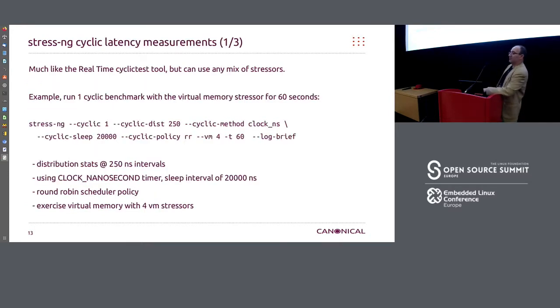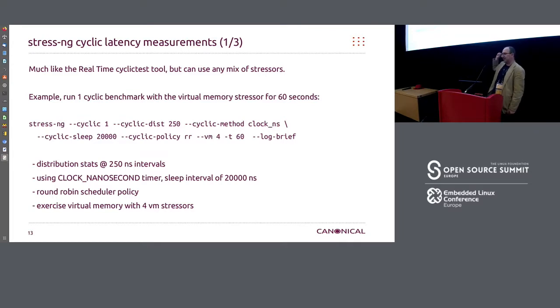Okay, so one of the other things I've been doing over the last few years is looking at performance of the Linux kernel in terms of low latency, or the generic kernel as we have in Ubuntu. So it's useful to see how the kernels perform in terms of low latency or even real-time performance. And because stress-ng has got so many different stressors, I thought it'd be useful to basically put a cyclic test in stress-ng.